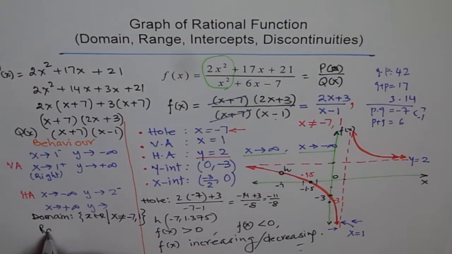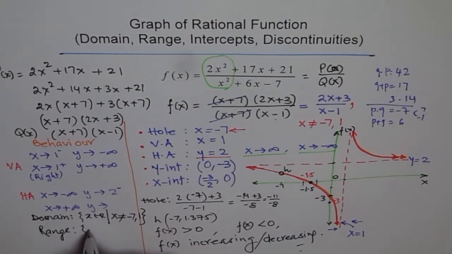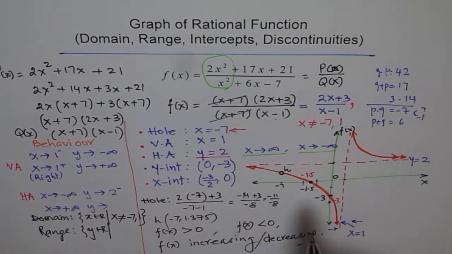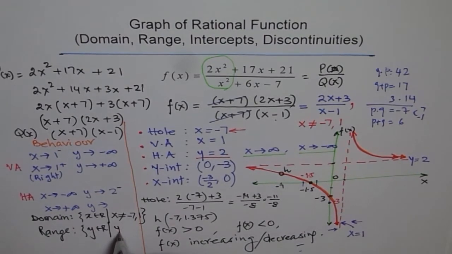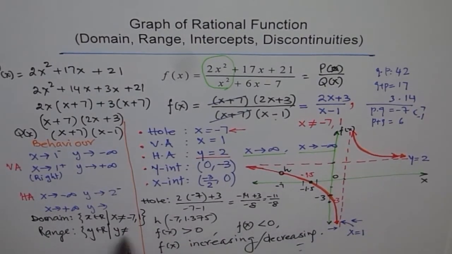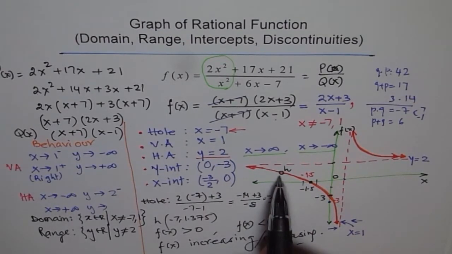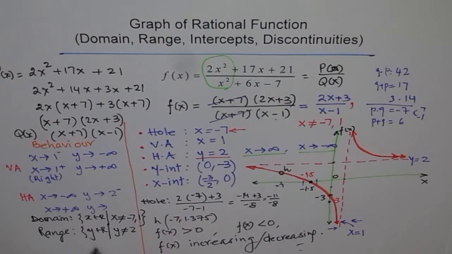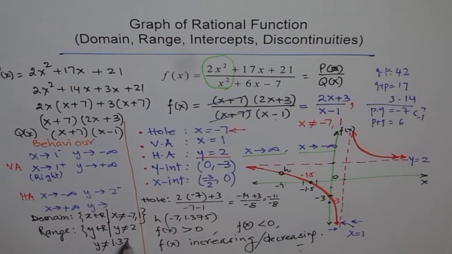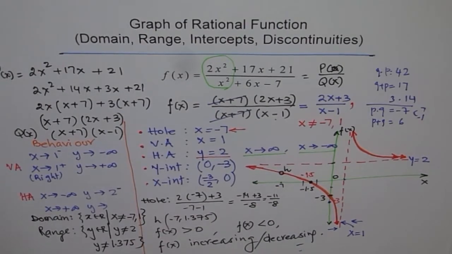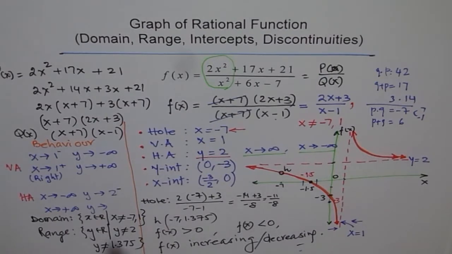And how about the range? Range is very critical. y belongs to real numbers where you can see that y is everything but just 2 points. Where y is not equal to 2. That's one thing. And second thing, y is not equal to the value of the hole. That is what is very critical. That's why we found that answer: y is not equal to 1.375. So that point is not in our range. Do you understand? If you miss these things, you miss a lot.